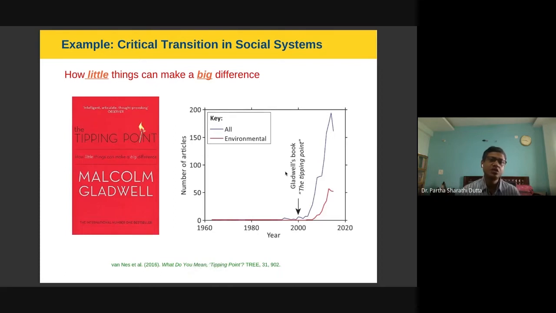Now here is another example. This is a very nice example of a critical transition in a social system. I have taken this picture, the right-hand side picture, from a very nice paper written by Egbert van Nes, What Is a Tipping Point?, from Trends in Ecology and Evolution. This paper tells that the publication of Gladwell's book is actually an example of the occurrence of a tipping point. In the year 2000, the book was published. Before that, research articles including the word tipping point were really few. But the year Malcolm Gladwell published this book, the number of publications including the word tipping point increased. So the publication of this book, which is really a small event when many books are getting published simultaneously, is an example of a tipping point in a social system.